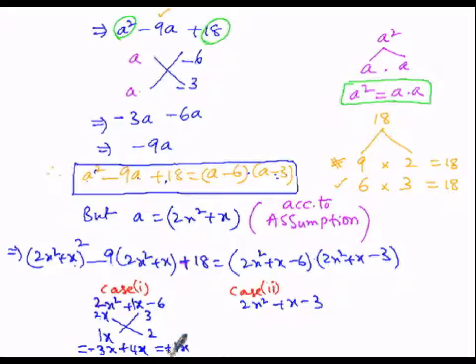We got plus 1x as the middle term. So here 4 must be assessed as positive and 3 must be assessed as negative. 2 2s is of 4 must be assessed as positive. Similarly, let us find the factors of these two. 2x square plus 1x minus 3.